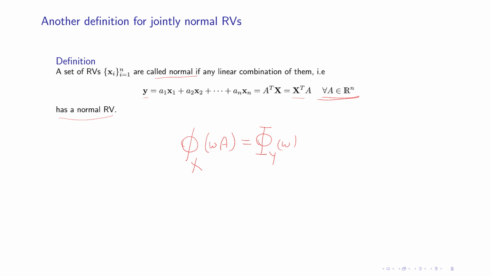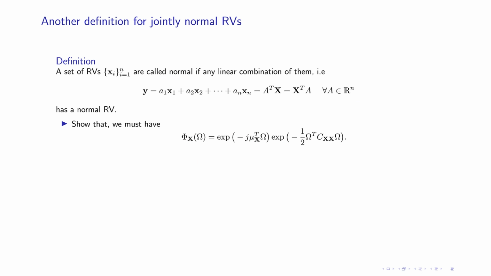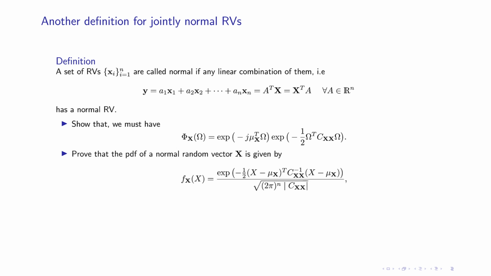So I could vary a and then prove that the log of these functions should be a second order polynomial and so on. But I'm not going to do that. I'm going to make a shortcut. We want to prove that if this definition is valid, the only acceptable characteristic function is of this form. That means that the logarithm of this is a second order polynomial in terms of omega. And if you take the multidimensional inverse Fourier transform of that, you get this one.